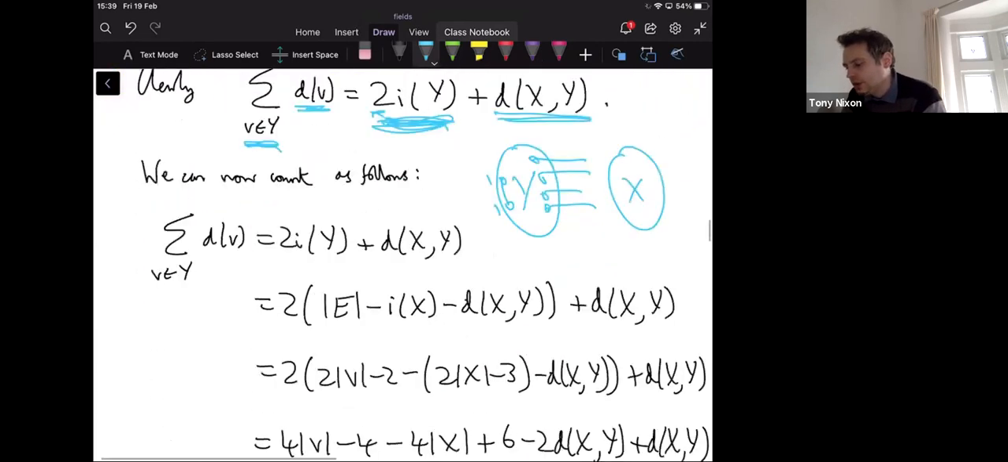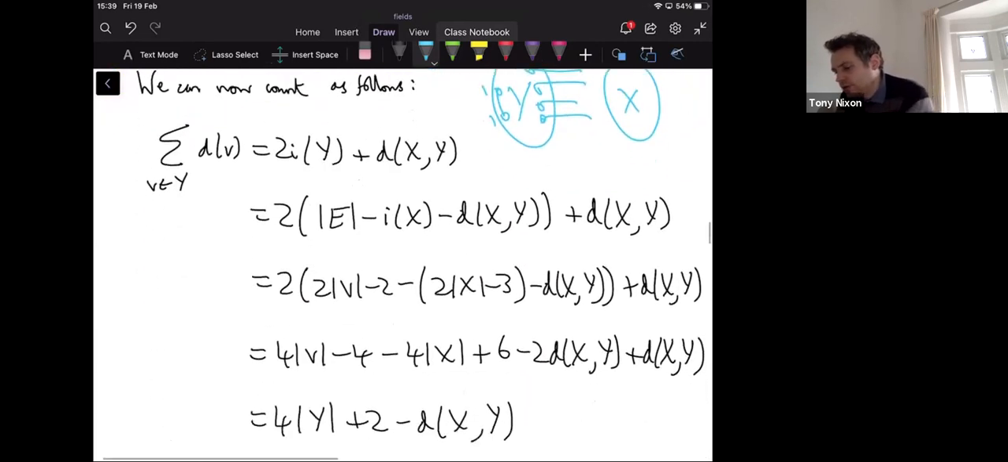Okay, so now we just do a short sequence of equations. So the sum of the degrees of the vertices in Y, we just said that. I of Y is, well, the d(X,Y) is just going to stay at the end all the way down for a while. So we look at 2I of Y.